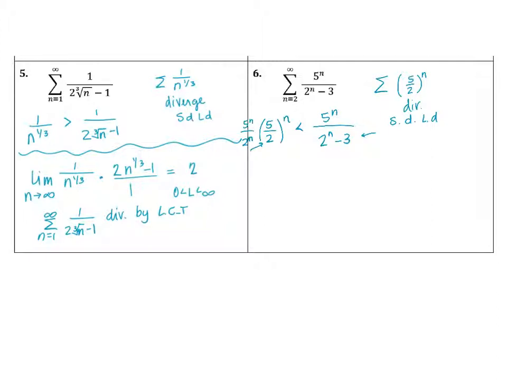So we're going to say that the series from n equals 2 to infinity of 5 to the n over 2 to the n minus 3, we see that that will diverge by the direct comparison test.